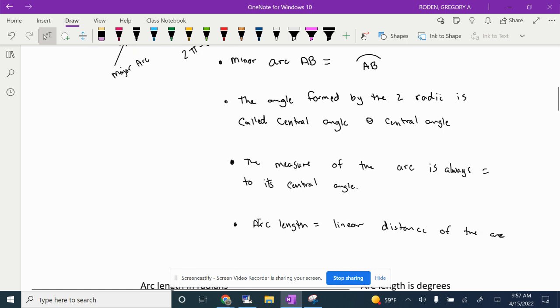Now we're talking about arc length. Arc length is the linear distance of the arc.